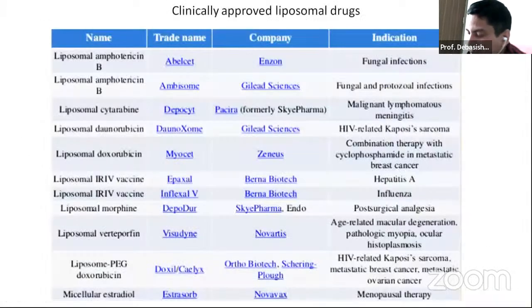Now, the liposome is not only used as a carrier, but can directly act as a drug. And nowadays in the market, there are many liposomal drugs, where the liposome itself acts as a carrier and drug.